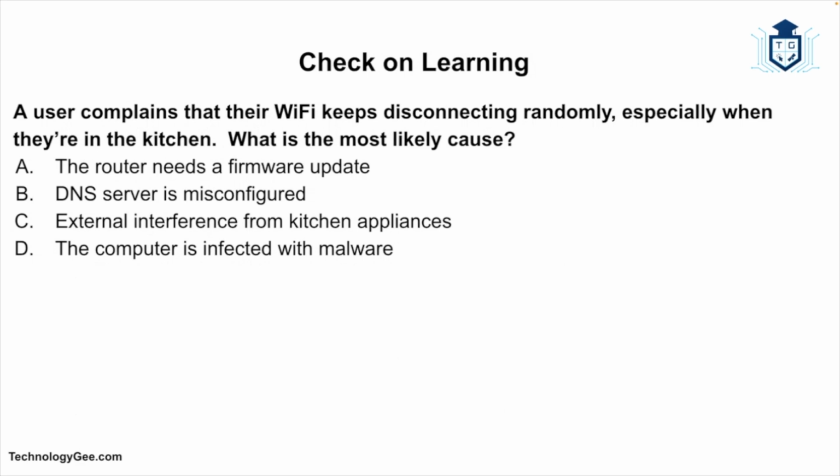So our first question is, a user complains that their Wi-Fi keeps disconnecting randomly, especially when they're in the kitchen. What is the most likely cause? Is it the router needs a firmware update, DNS server is misconfigured, external interference from kitchen appliances, or the computer is infected with malware?